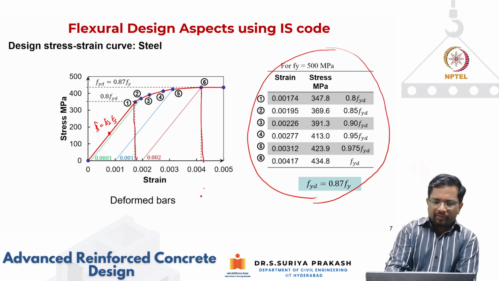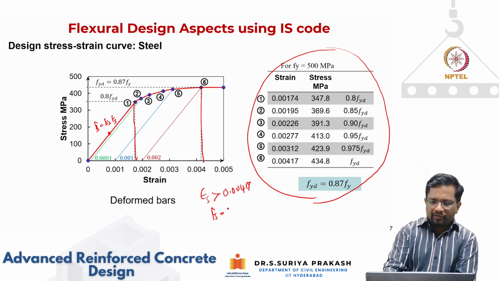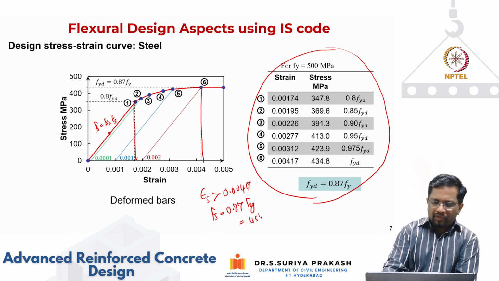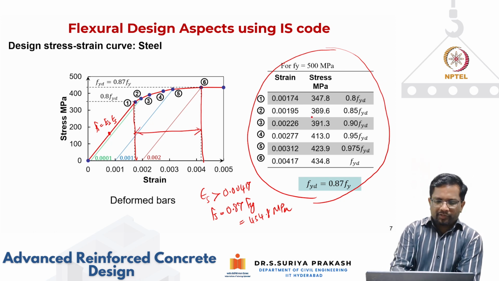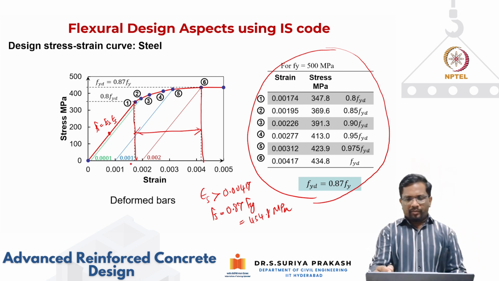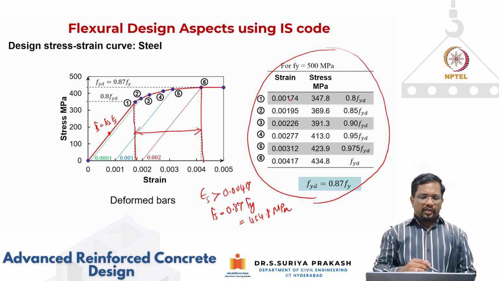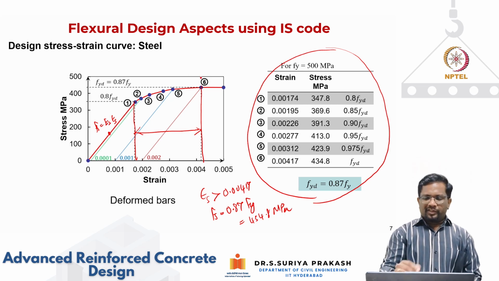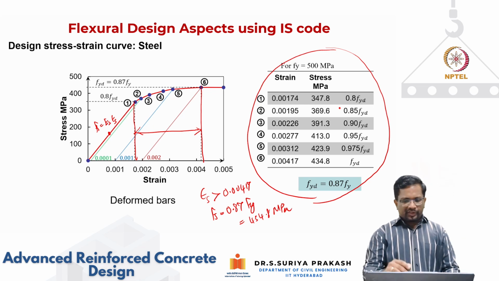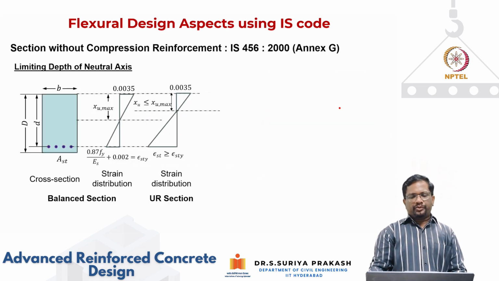And when your epsilon s becomes more than 0.00417, then the stress is going to be constant. What is that value? It is going to be 0.87 Fy, which is equal to 434.8 megapascal. So only when we are in this regime, we have to follow this table. That means when the strain is greater than 0.00174 and less than 0.00417 for this grade, then we have to use interpolation between these 6 points that are given there, right? So please keep this in mind, and we will also run an example to show this.